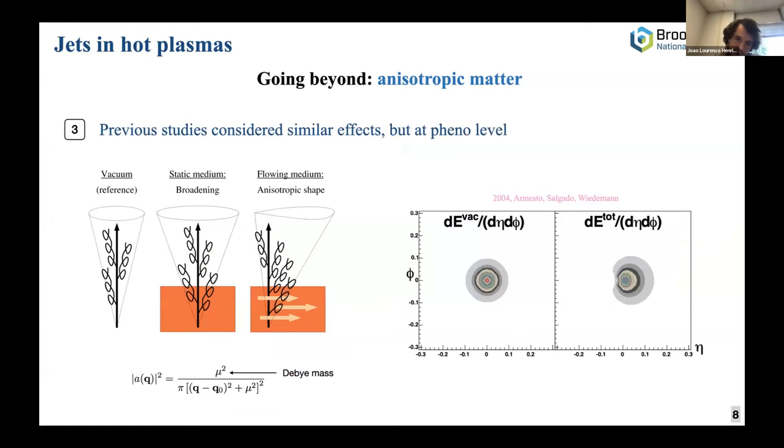Finally, the last point why this matters is because, a long time ago, people also tried to look into this. So this is a very old paper, but essentially the idea was to study how jets behave when you evolve them in a medium which has some flow. But the problem is that all of these previous calculations were done more at the level of some phenomenological input, where you modify some in-medium cross sections such that you capture this type of effect. But of course, as we showed in these papers, this type of modification is not really justifiable from more first principle calculations in quantum field theory.